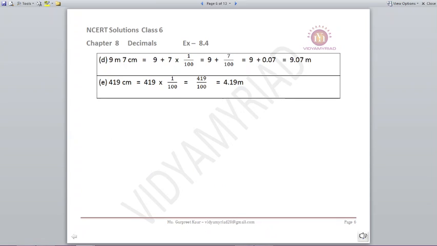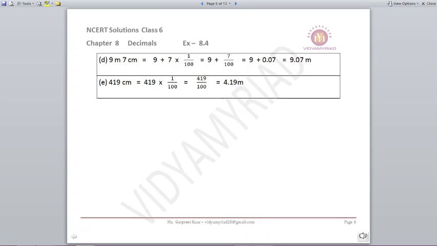D part, 9 meters 7 centimeters. Now meter will remain as meter, that is 9, plus 7 centimeter will be divided by 100, that is 7 upon 100, which means 9 plus 0.07, which is equal to 9.07 meters. E part, 419 centimeters. 419 multiply by 1 upon 100, that is 419 upon 100. Put the decimal between 4 and 1. Your answer is 4.19 meters.